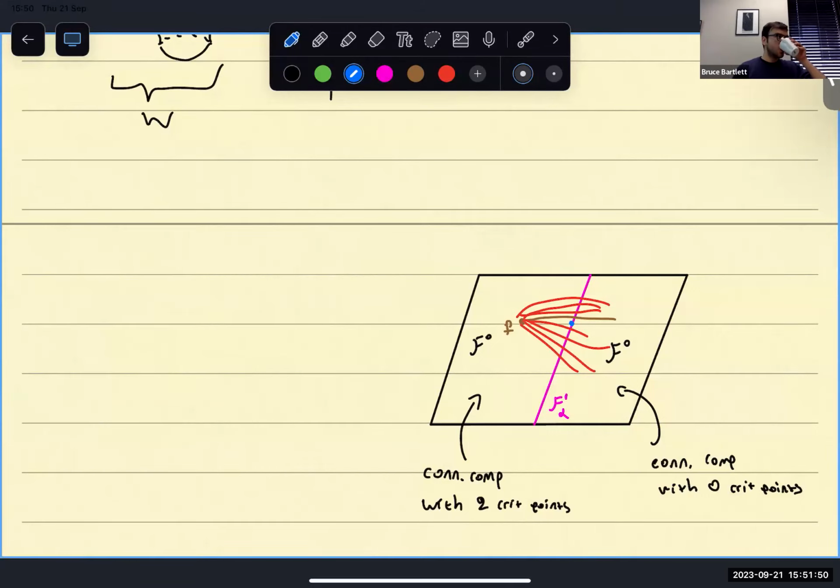Is that clear? And yeah, the remaining time, I would just tell you how to now recast the pseudo-isotopy theory in this sort of language, and how to start thinking about it a little bit. But before that, questions, comments, concerns.